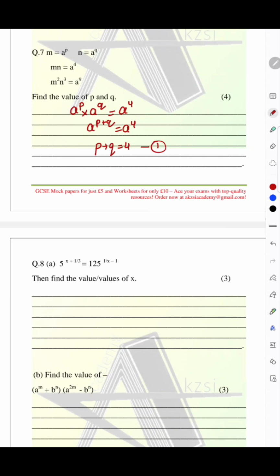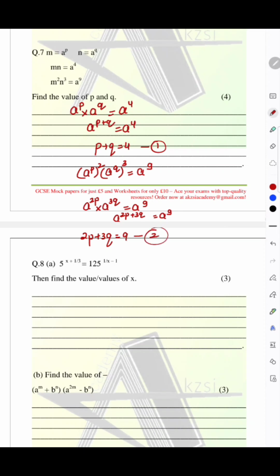That's my first equation. Moving on to the second one, m squared, which is a to the power of p whole squared, and n cubed, which is a to the power of q whole cubed, is equal to a to the power of 9. This can be written as a to the power of 2p times a to the power of 3q is equal to a to the power of 9. Again, we are multiplying, having the same base number, I have to add the powers. So it will be a to the power of 2p plus 3q is equal to a to the power of 9, and I'll get my second equation as 2p plus 3q equals 9.